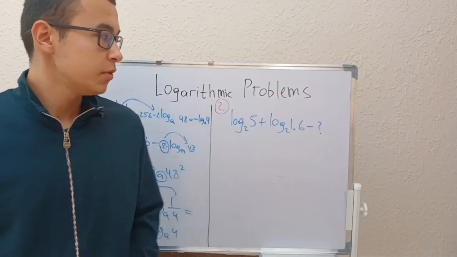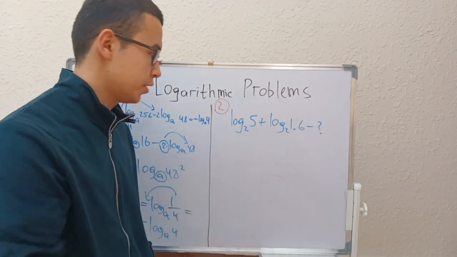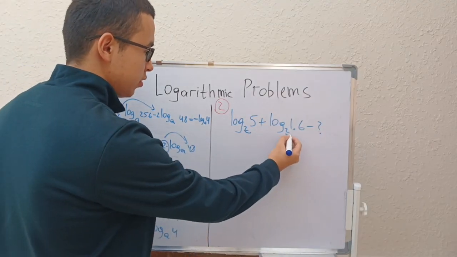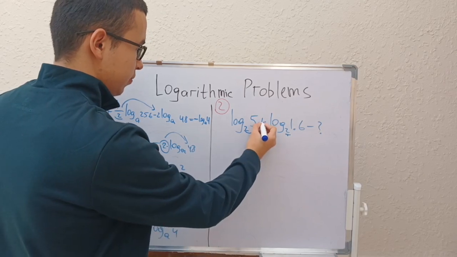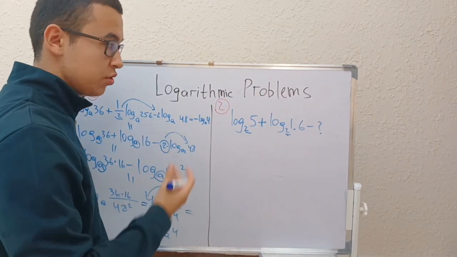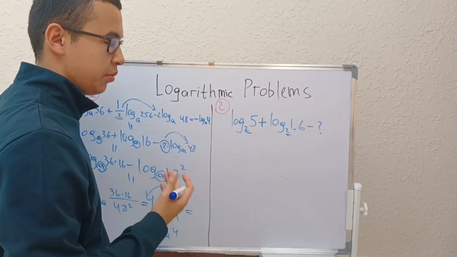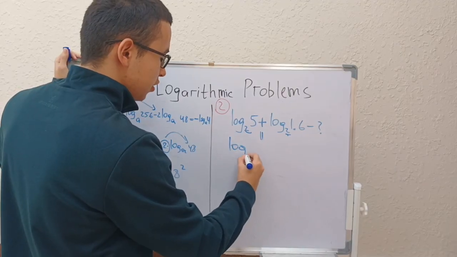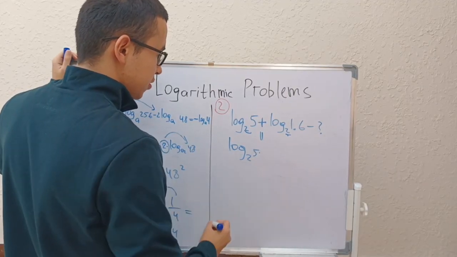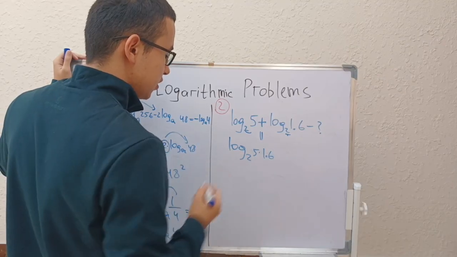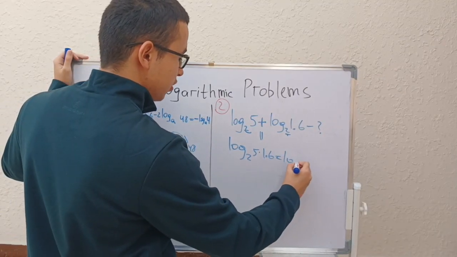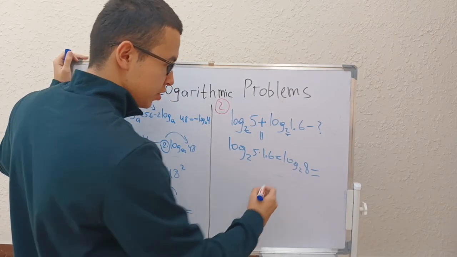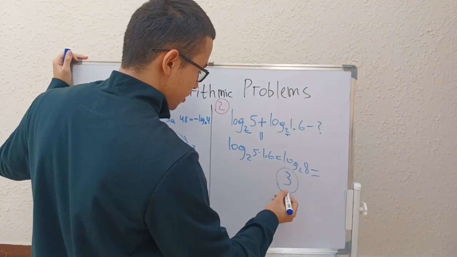So our second problem, we need to find the value of that expression. Again, we have the same base everywhere, and we have plus, so we can use the multiplying property. That would be equal to log base 2 of 5 multiplied by 1.6. That would be equal to log base 2 of 8, and that is obvious to see, that would be equal to 3. So our answer is 3.